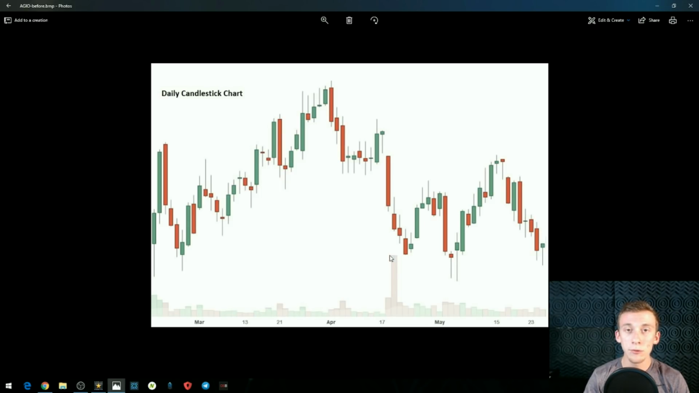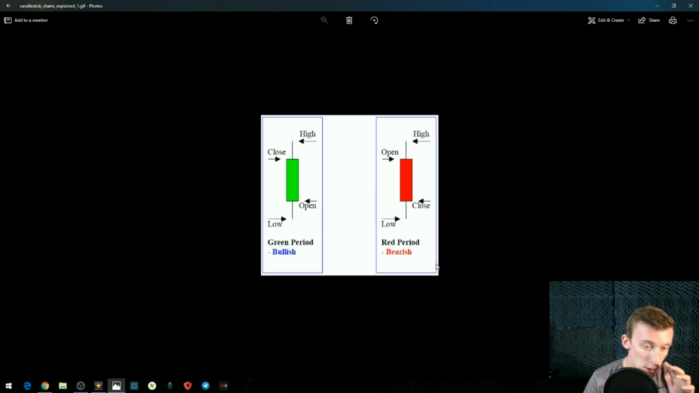So what we're going to do first is look at the green side and the red side and dissect what each part is and how to understand what it all means. With this little image here, I can't make it bigger, but hopefully you guys can see it well. Right here, you have a green period and you have a red period. What that means is a period is the amount of time each candlestick is worth.